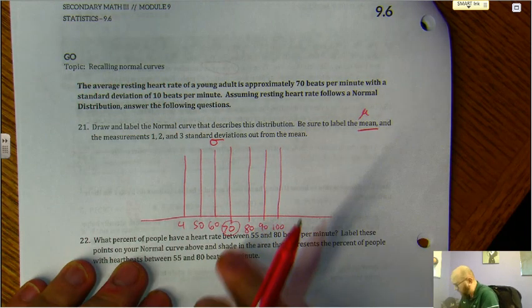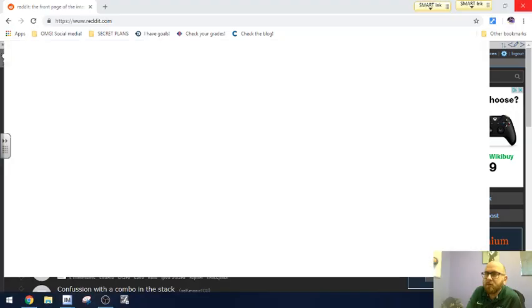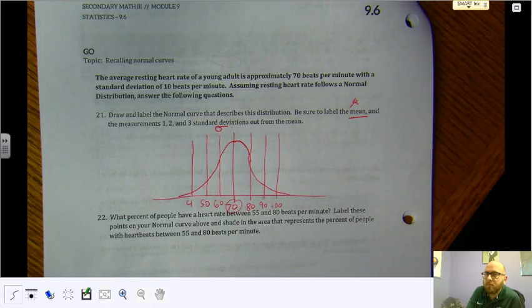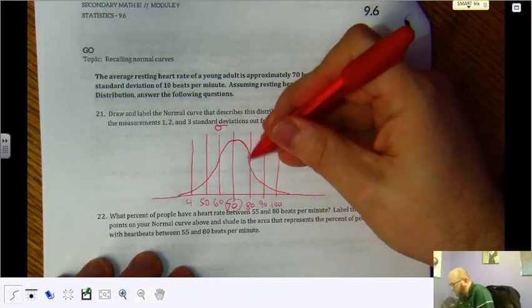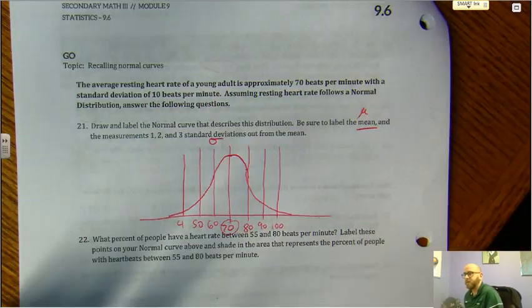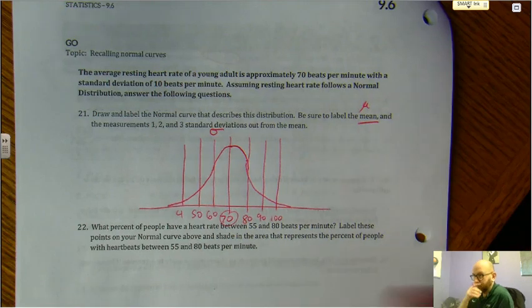And now I know the top of my bell curve is going to be at 70. My inflection point is going to be at 60, and remember when we're doing the inflection point, it kind of curves, and then the inflection point is where it starts to flare out. So that would be, oh, looks like I froze. Let me refresh this. Boop, and boop, boom, there it is. It starts to flare out. So that becomes our curve.